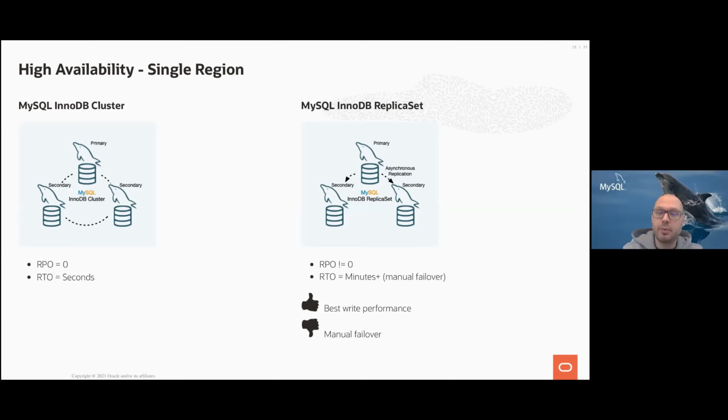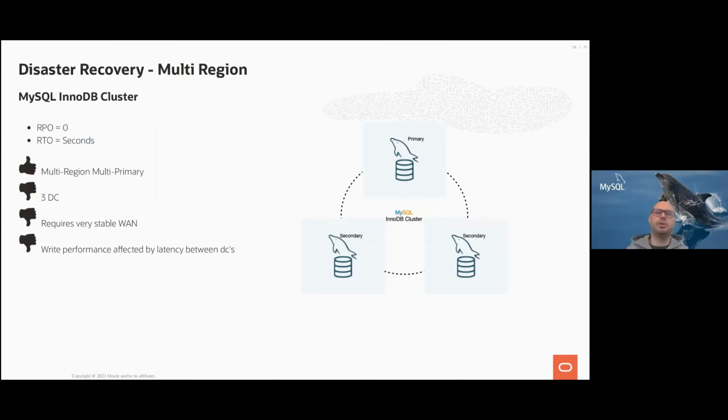So we don't have that with InnoDB Replica Set. So the write performance, throughput, and latency will be better with InnoDB Replica Set. Again, a lot of variables, but in general, you could say that. The downside is, of course, that this is manual failover and some data loss is possible. So these are the choices you have.